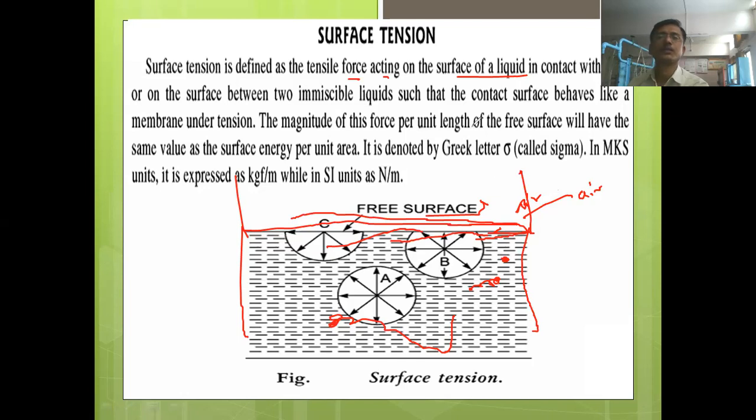So, the tensile force acting on the surface of the liquid in contact with gas, or on the surface between two immiscible liquids. What is the meaning of immiscible? The liquids which are not mixing with each other. That is called immiscible liquids or immiscible fluids. For example, water and oil.